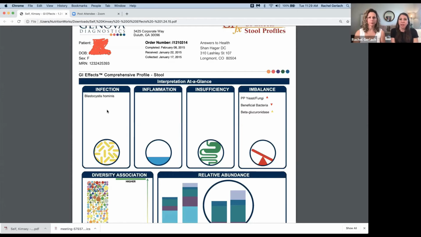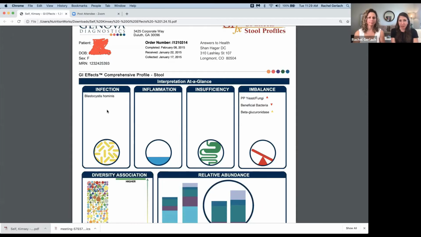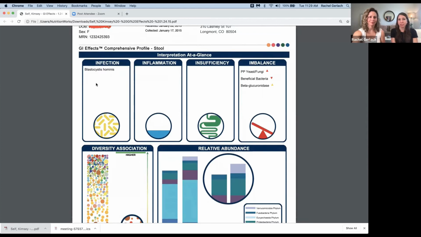Infection refers to the presence of a microbe that is never supposed to be there. In this example, we see a parasite, a protozoan parasite called Blastocystis hominis, a very common parasite. So we'll talk about that in just a minute.